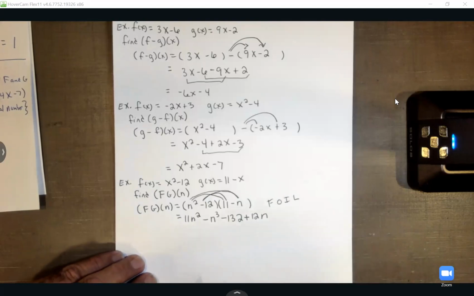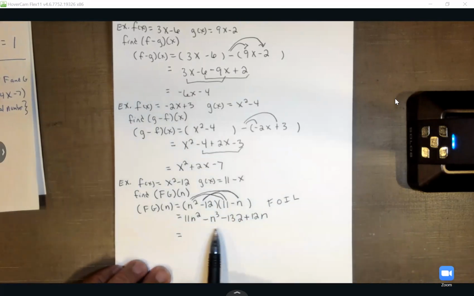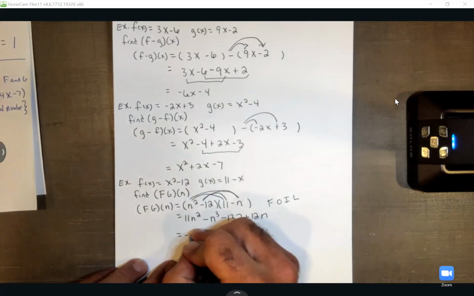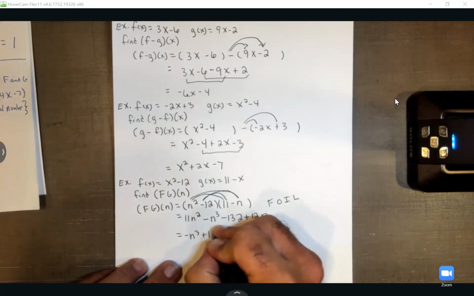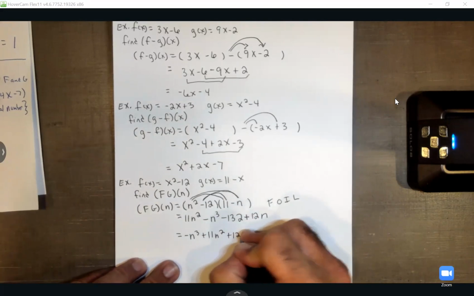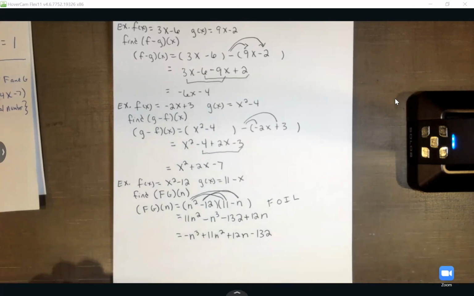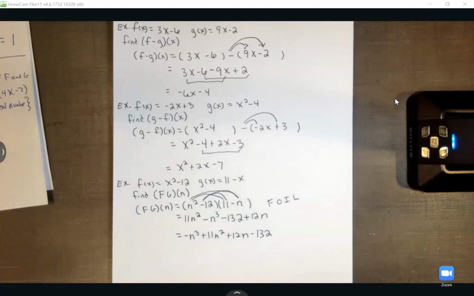You can move around the negative n cubed, and the 11. It's the only thing I can do. There are no like terms, but if I want it in descending order, put your negative n cubed plus your 11n squared, then the 12n, and then minus my 132. That's really all you can do, just put it in descending order. I don't think they make you do that in the beginning, but they might.